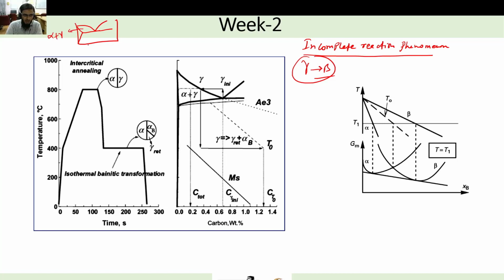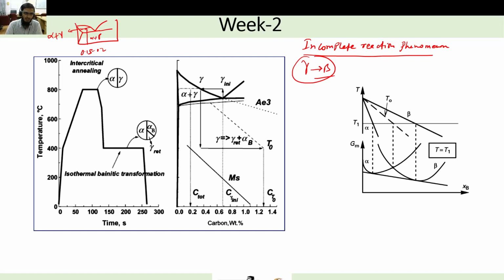We'll heat our sample, and the carbon content in TRIP steel, as you know, is around 0.15 to 0.2% maximum. So we'll heat it to the intercritical region. By doing so, ferrite and austenite will be forming. Initially it is pro-eutectoid ferrite plus pearlite. Now this pearlite will be transforming, above this temperature, completely to austenite.